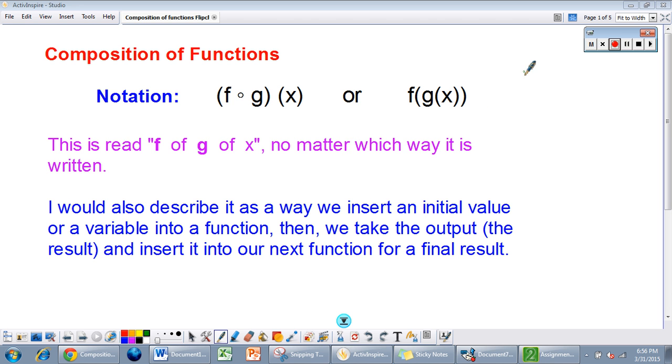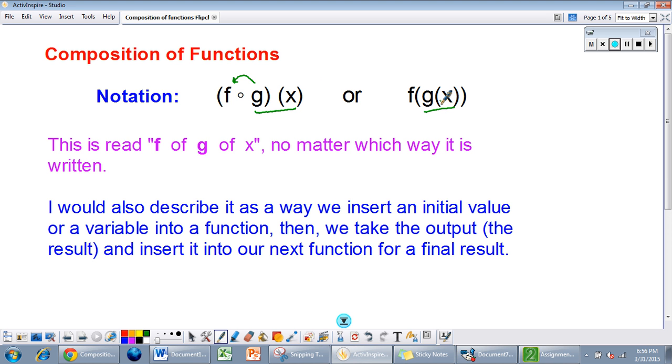So how would I describe this? I would say that it's when we take an initial value or a variable, and we always start with what is closest to the value or expression or variable. We take the x and insert it into the g function. We're going to take the output of that, the result, and then insert it into the next function, which would be the f function, if it's written in this order.